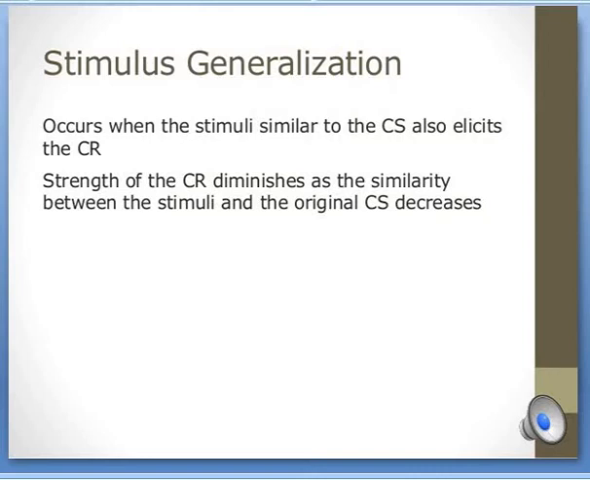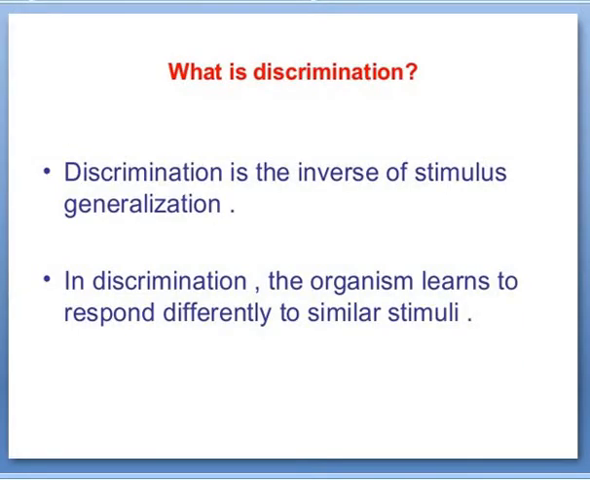That is called generalization. Here's one more example, like the ringing of a telephone is presented. The organism makes a conditioned response to it. The phenomenon of responding similarly to similar stimuli is known as generalization. Next is discrimination. Discrimination is the inverse of stimulus generalization. In discrimination, the organism learns to respond differently to similar stimuli.